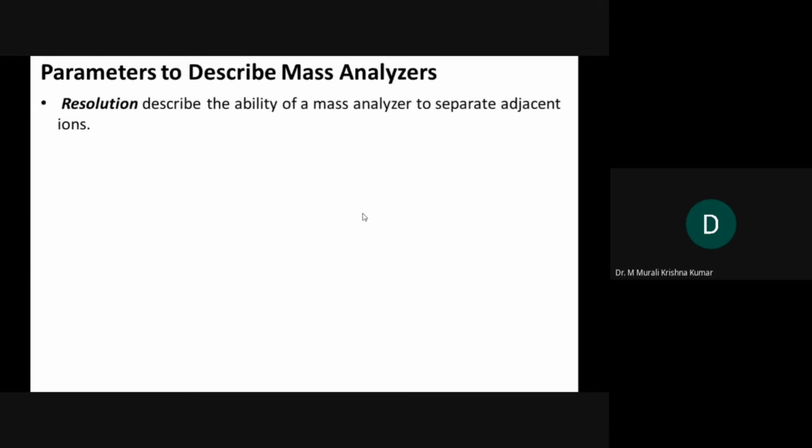So, parameters to describe a mass analyzer. Whenever we choose a mass analyzer, the first thing that we have to focus on is resolution. Okay, so resolution is usually calculated as R = M/ΔM. Okay, so it is like that. In simple terms, resolution describes the ability of a mass analyzer to separate adjacent ions. Adjacent ions means when you have two peaks like this. So if this is 291 and this is 292, the resolution is 1.